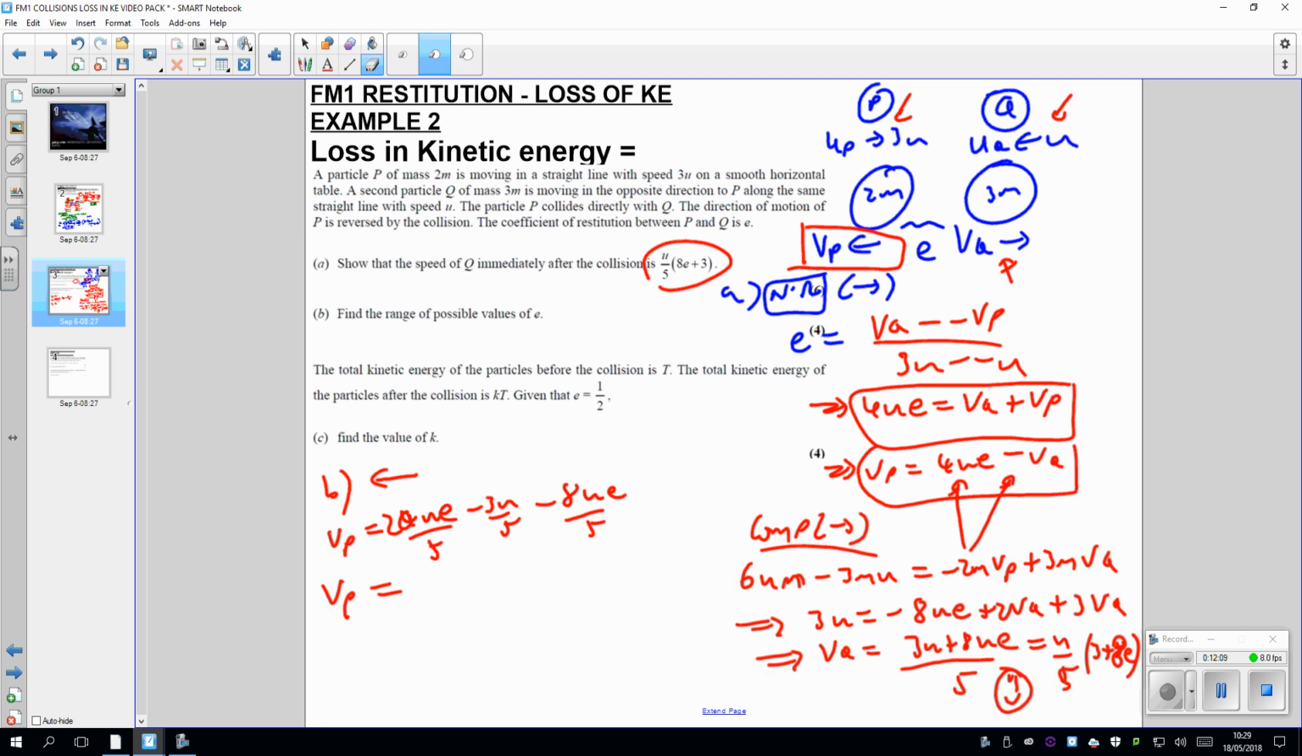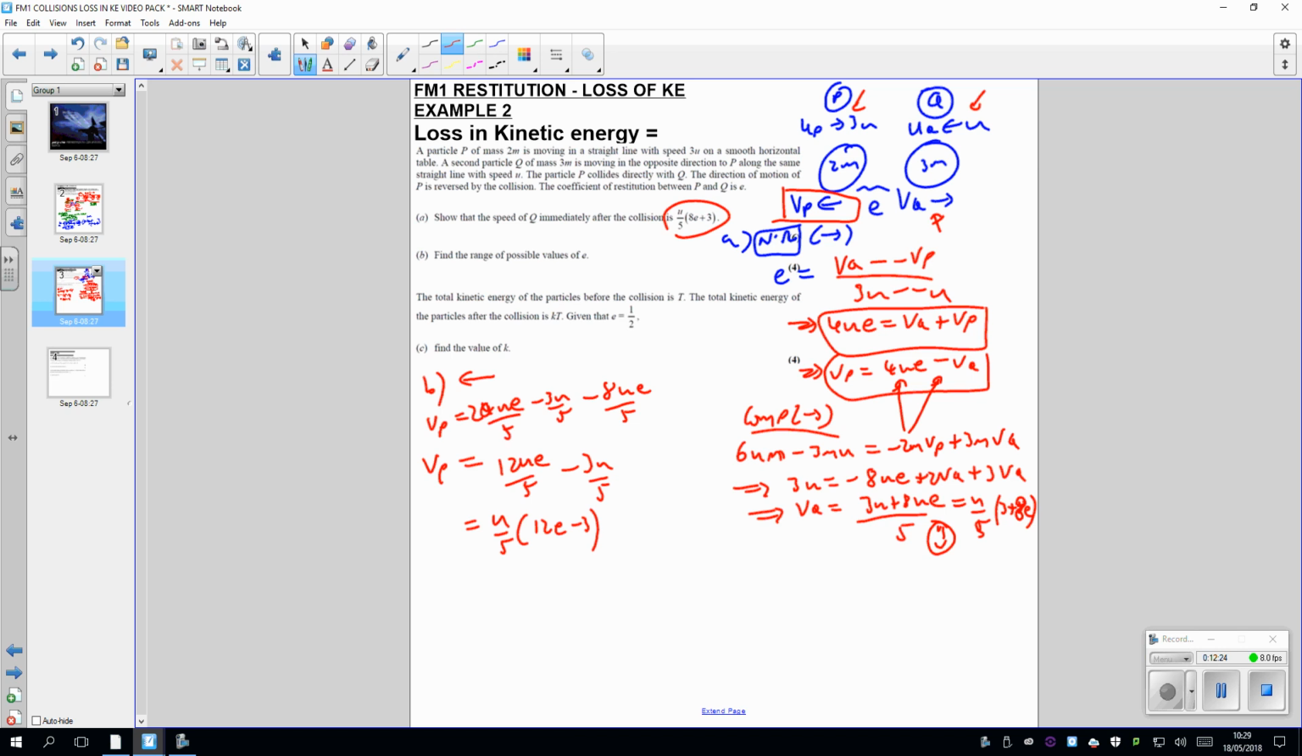Ugh, what's going on with my writing today? 12ue over 5, take away 3u over 5. Fantastic. Take out the u over 5. 12e take 3. Perfect. Okay. Find the range of values of this then.